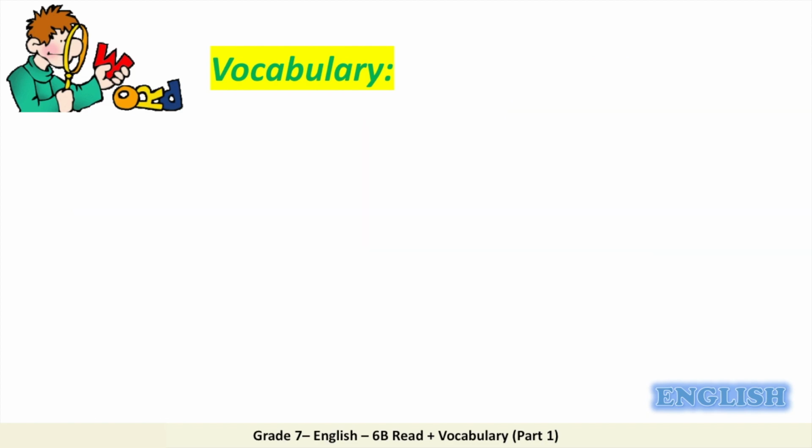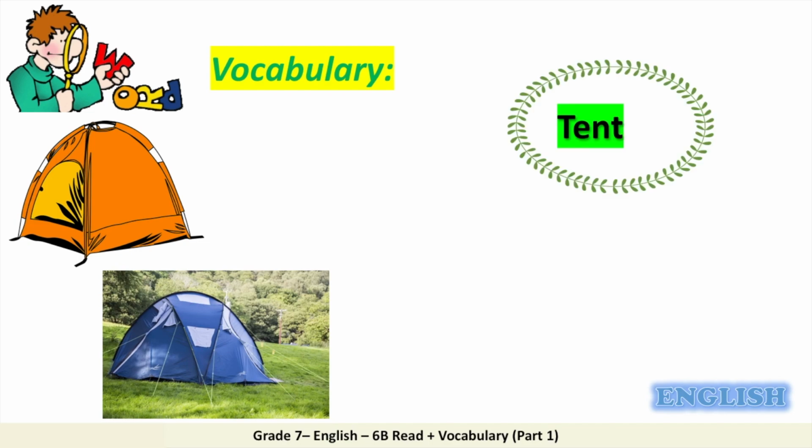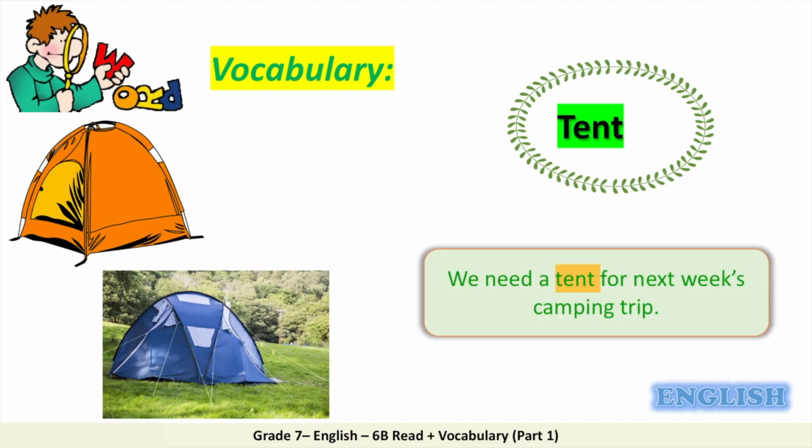Finally, if you look at the pictures, you will see this portable shelter that is made of cloth and supported by poles and ropes. You can fold it and carry it with you to the forest or the beach. We call this a tent. Repeat after me, tent. For example, we need a tent for next week's camping trip.